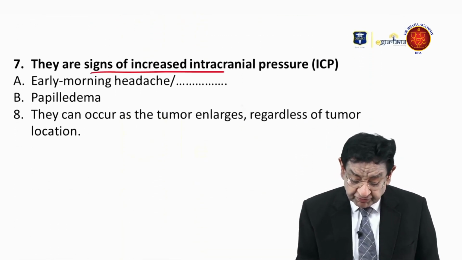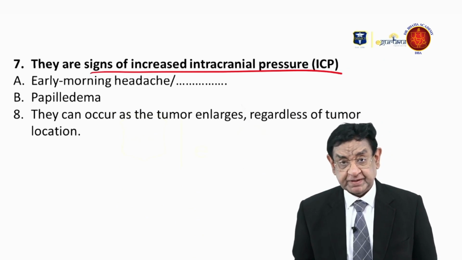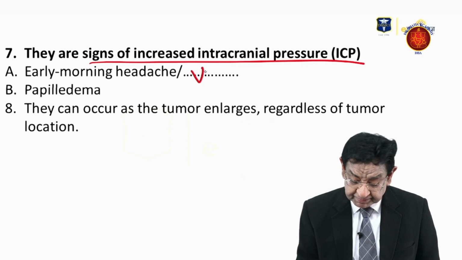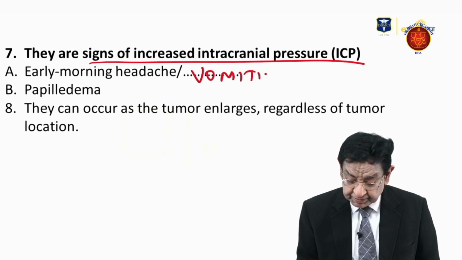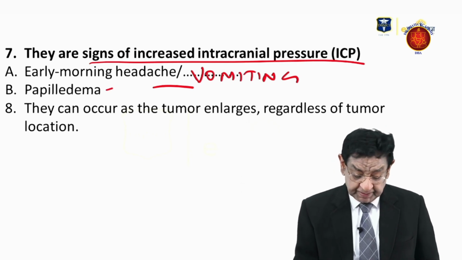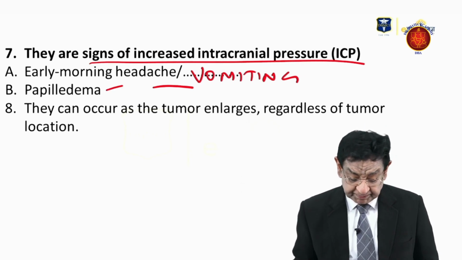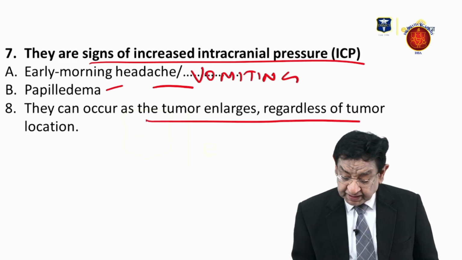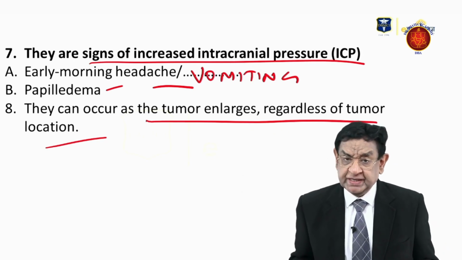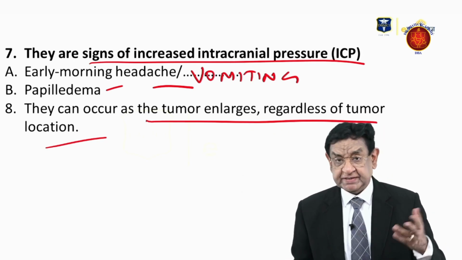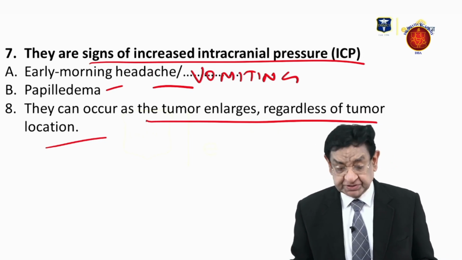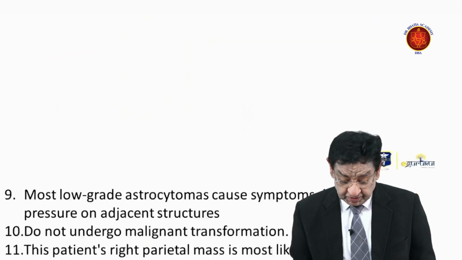There are signs of increased intracranial pressure whenever a brain tumor is there. Early morning headache and vomiting is a classical feature that we see in a case of brain tumor. Papilledema is again due to raised ICP. These can occur as the tumor enlarges regardless of tumor location, whether supra or infratentorial. Whenever we have increased intracranial pressure, we get features of raised ICP.